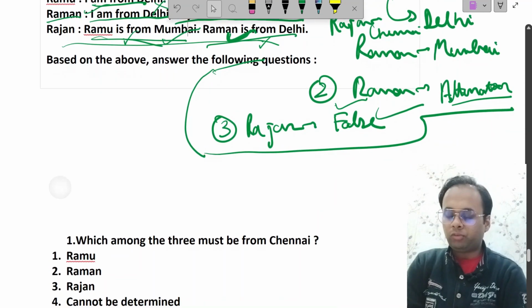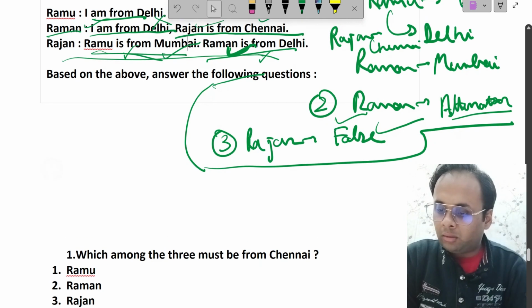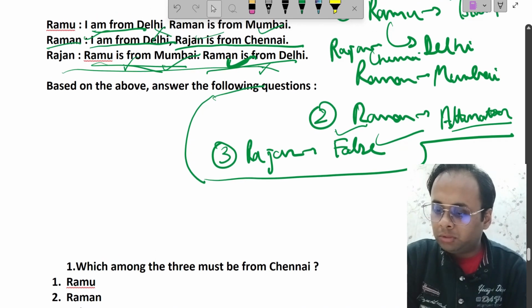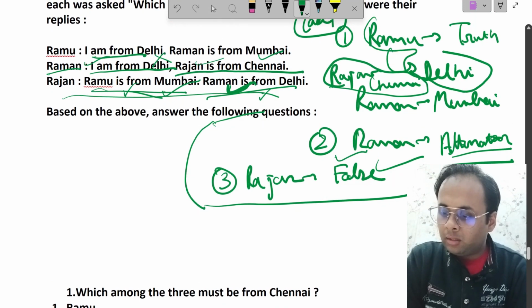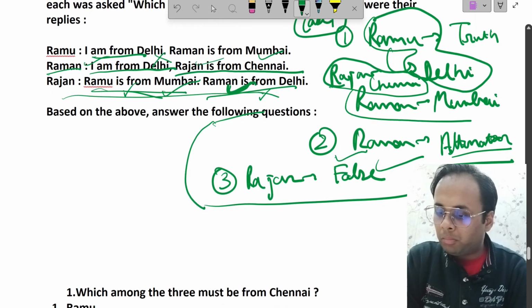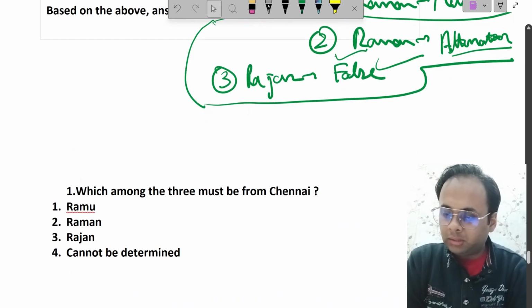Which among the three must be from Chennai? So we have here, Rajan is from Chennai. We clearly have now Ramu is from Delhi, Rajan is from Chennai, and Raman is from Mumbai. So which among the three must be from Chennai? It is Rajan.